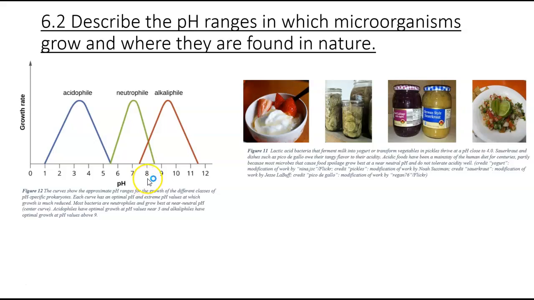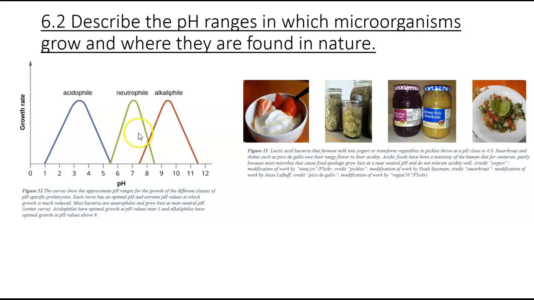Recall that the pH scale measures how acidic or how alkaline something is, and 7 is neutral. Above 7 is basic. It goes up to 14, but this scale is just showing you up to 12. Above 7, you're more alkaline, and below 7, you're more acidic. So the human body, our body fluids, our blood is at pH 7.35 to 7.45. So we're talking about this kind of range around here for human pH.